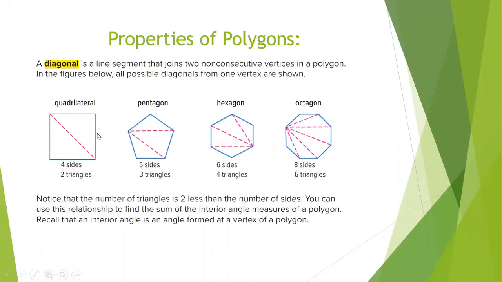In the pentagon, the number of diagonal cuts is 2, and it cuts the pentagon into 3 triangles. So with 5 sides, it's 5 minus 2 to give 3; 6 minus 2 for the hexagon; and for the octagon, I have 8 sides, then 6 triangles. So the number of triangles is 2 less than the number of sides of any polygon.